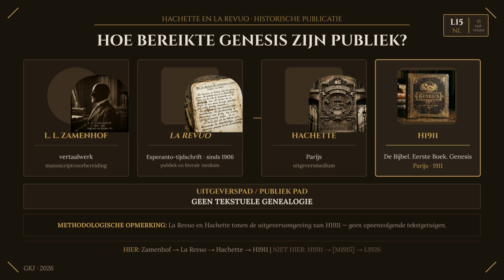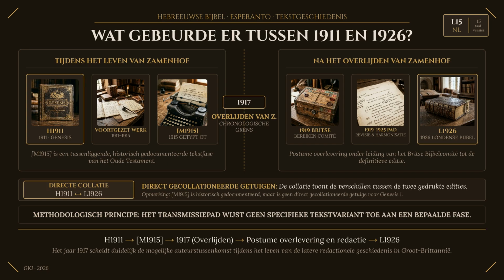How did Genesis reach its public? We look at the interplay between Zamenhof's work, the La Revue journal, and the Hachette publisher. This process defines the publication path, distinct from the text's internal genealogy. Between 1911 and 1926, the text underwent significant history. Zamenhof's passing in 1917 serves as a vital chronological marker, separating his direct authorial phase from the posthumous transmission and editing by the British Bible Committee.